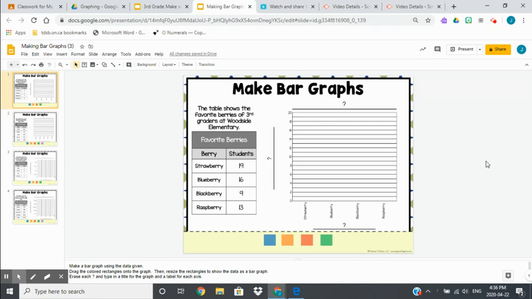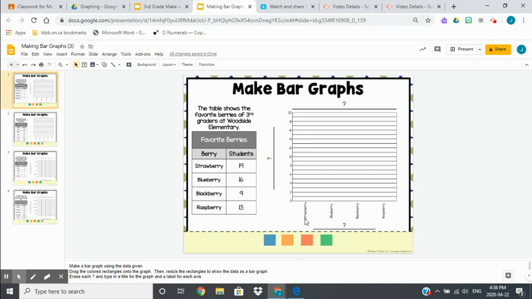Okay, let's start with a vertical example first. So we're giving you a table with some information. It looks like it shows the favorite berries of some third grade students at Woodside Elementary School. And it looks like we can see how many students liked each type of berry. We're going to be taking this information and putting it into a bar graph on this chart right here, a vertical one. We know it's vertical because the numbers are on the side here, which means that we're going to be building our bars up.